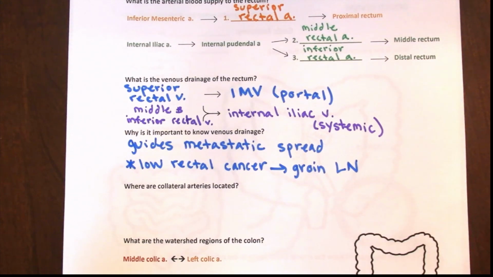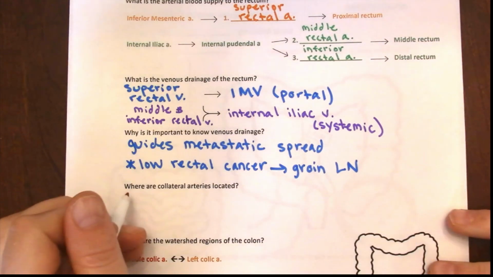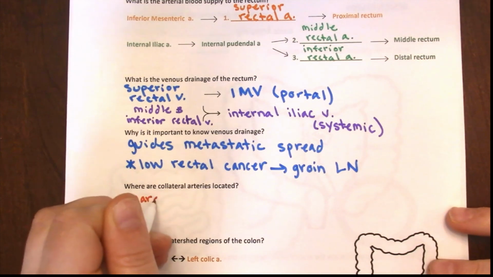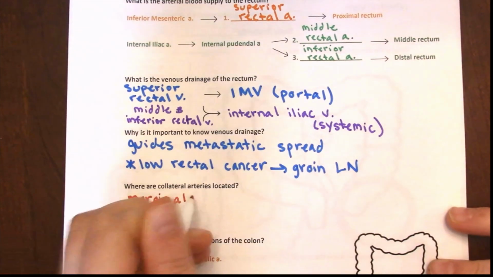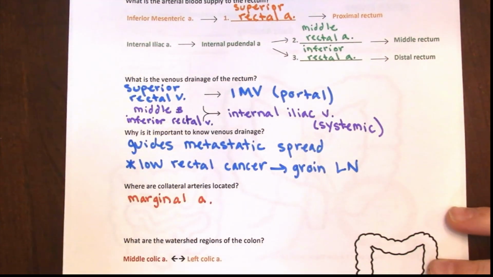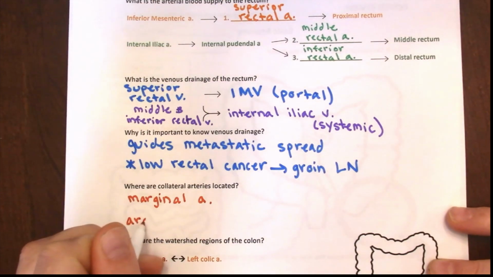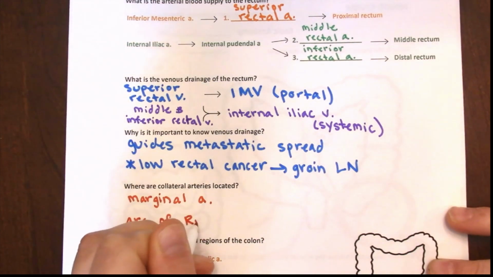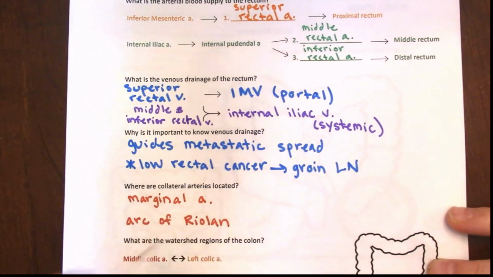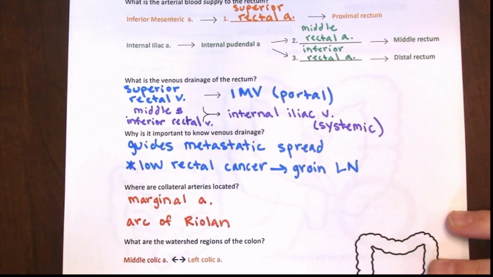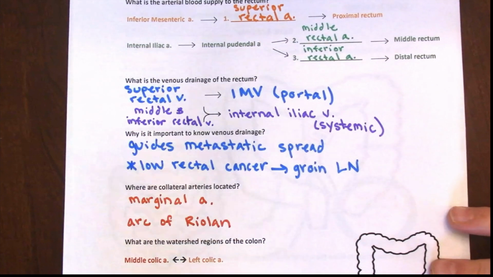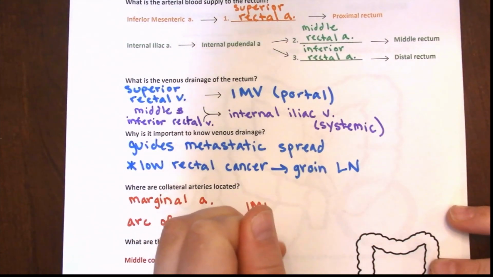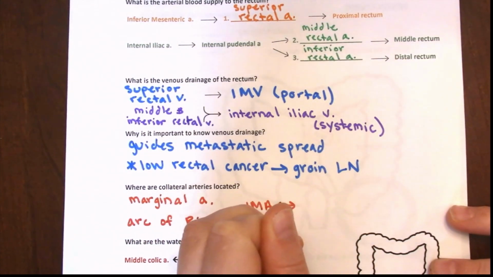Are there any named collateral arteries we should know about? Yes, the marginal artery and the arc of Riolan connect the IMA and SMA blood supplies.